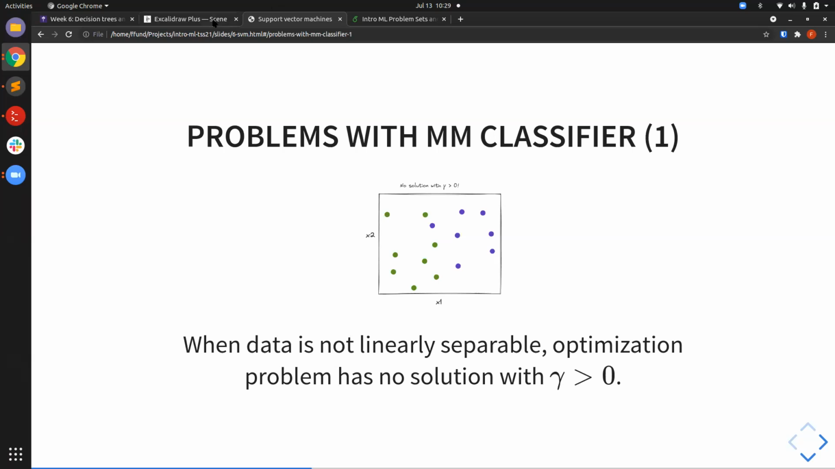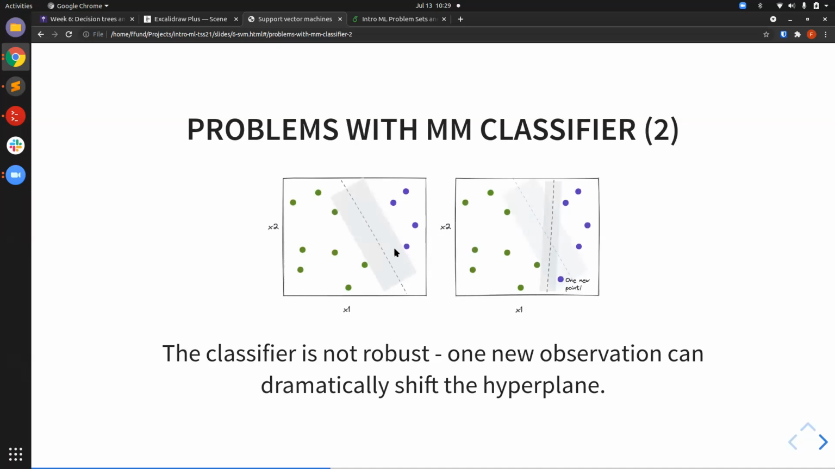The second problem is actually that it's very much not robust. Okay, what do I mean by not robust? So I'm not going to attempt to draw this out right now, but here's an example with this gray rectangle showing the margin. And if I add just one new point, I can end up changing the entire hyperplane a lot. So one new observation can shift the hyperplane a lot, when it's really possible that this just happens to be an unusually noisy point. And maybe the first hyperplane was better.